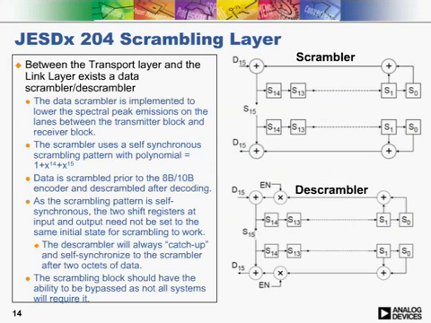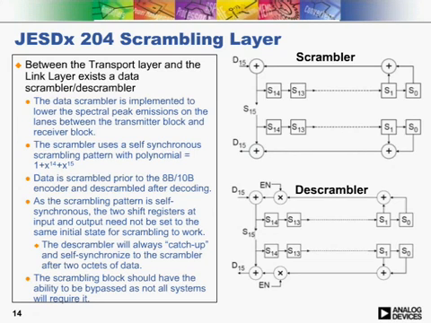The optional scrambling layer resides between the transport layer and the link layer. It is implemented in order to reduce spectral peak emissions on the high-speed serial lanes between the transmitter and receiver. The block utilizes a self-synchronous scrambling pattern that has the polynomial 1 plus x to the 14th plus x to the 15th. The data is scrambled prior to the 8B10B encoder and is descrambled in the receiver after decoding.